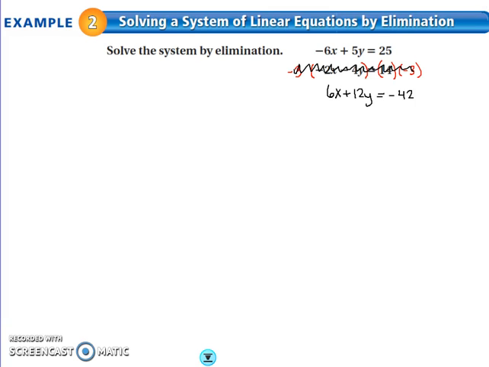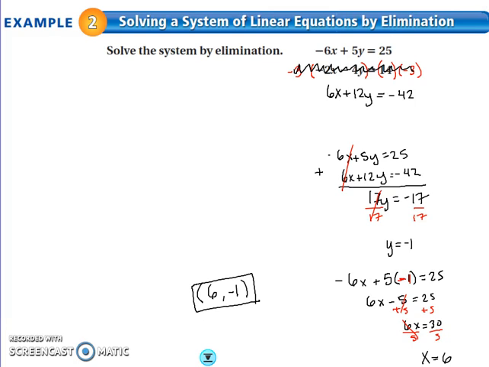Go ahead and take a moment to pause the video and see if you can solve this system by yourself. Solving this system, I found the solution (6, negative 1). Feel free to pause the video to compare my work to yours.